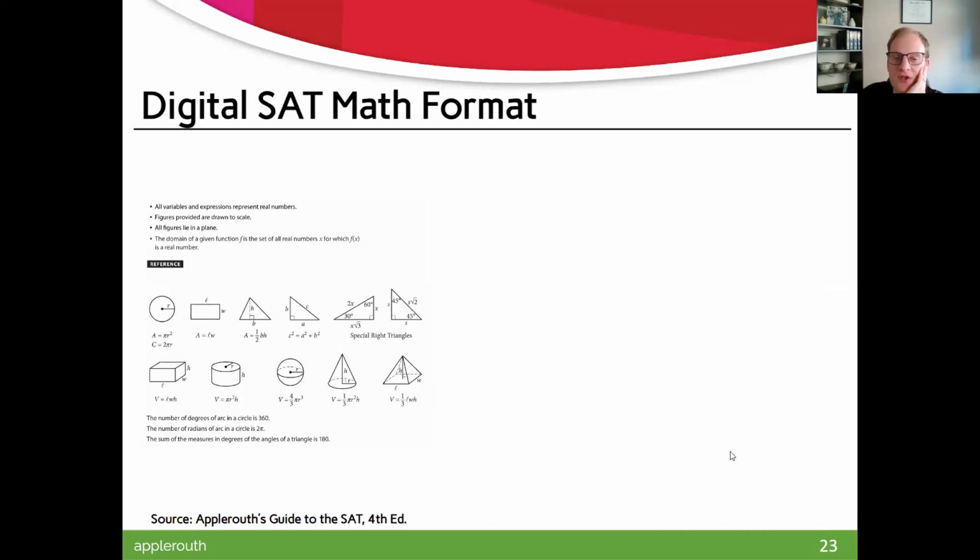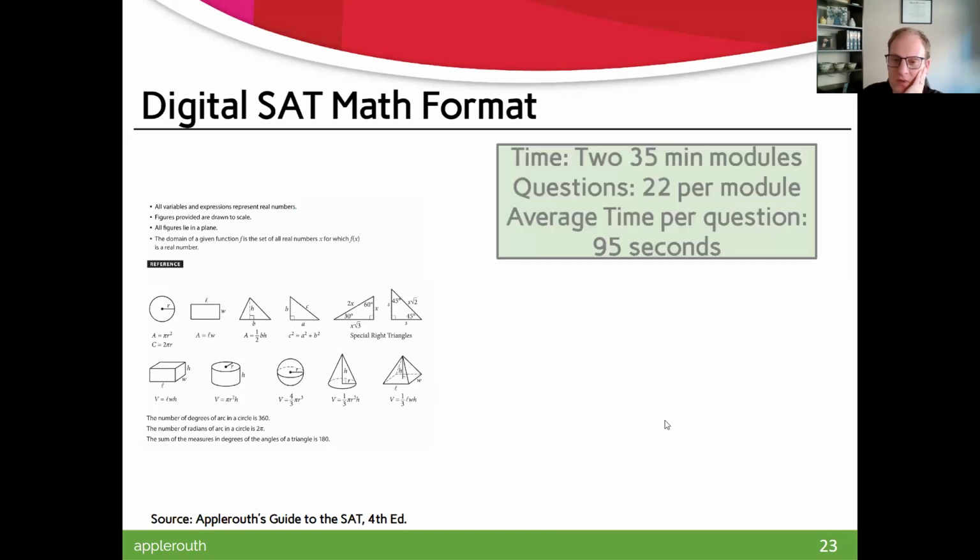This is a reference sheet that is always available. We talked about 35 minutes, 22 questions. On the top right, you'll see a little squiggly x squared, and that's how you can pull up all these formulas. So that's all the geometry formulas you may need.